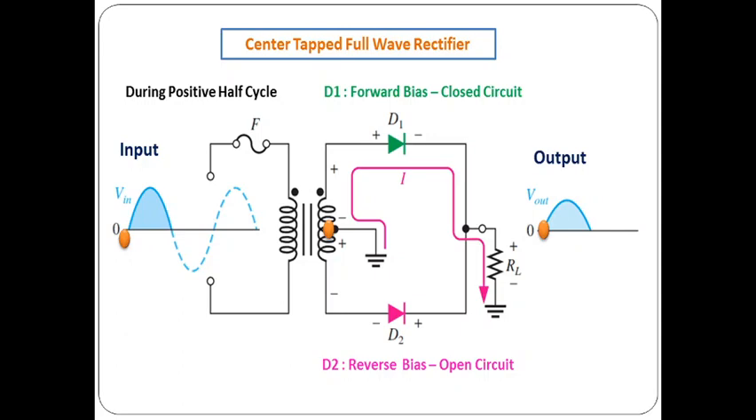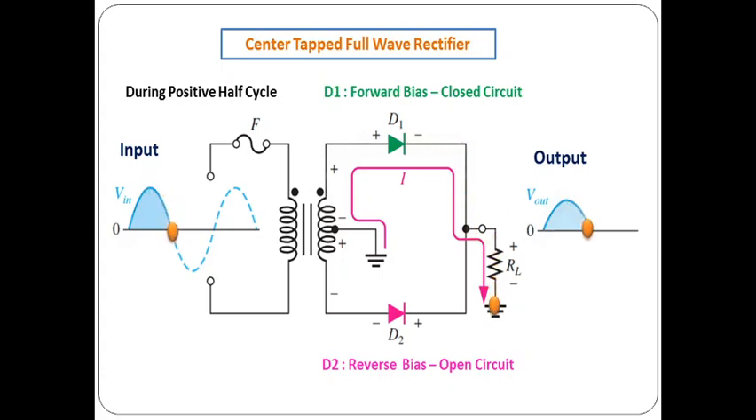Next we look into the center tapped full wave rectifier. When you are applying the positive half cycle, diode D1 is in forward bias, so whatever we applied will appear at the output. In this same time period, diode D2 is in reverse bias, so it is open circuited. So the current path is through the diode D1 to the load resistor.